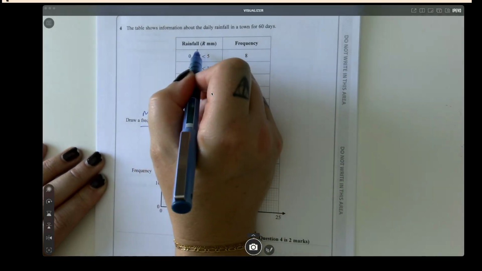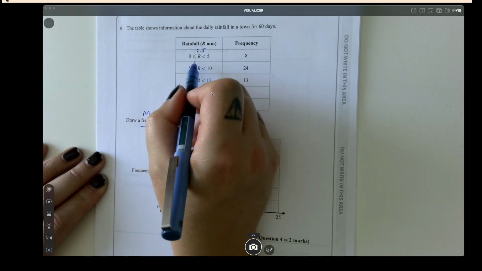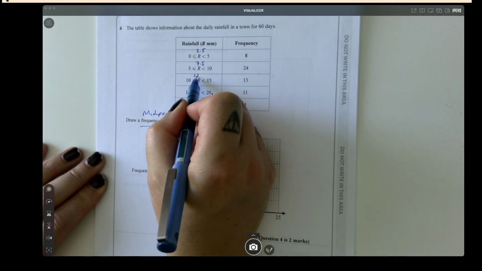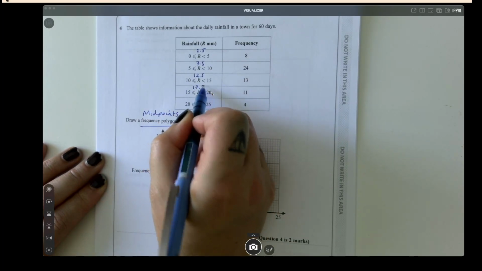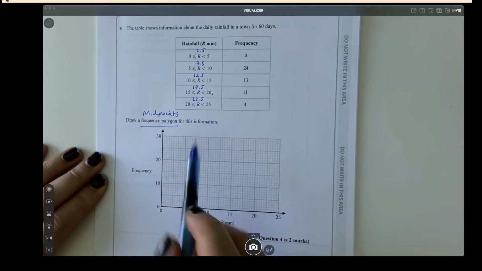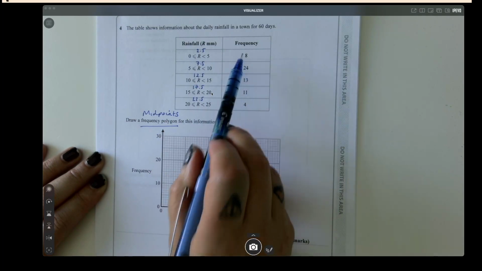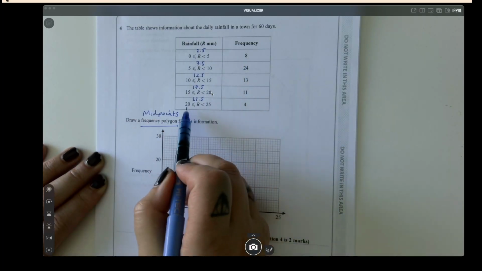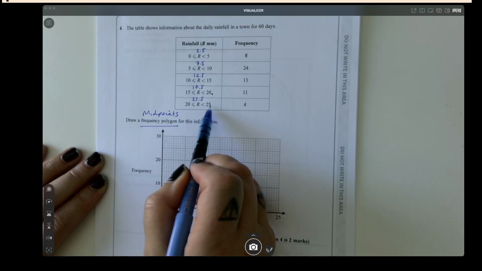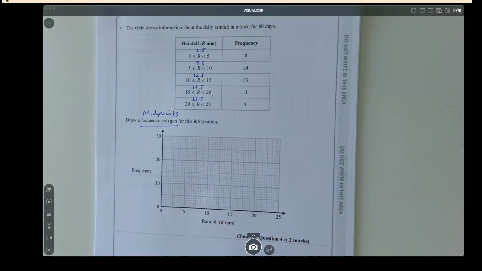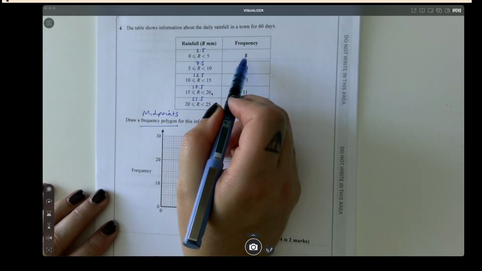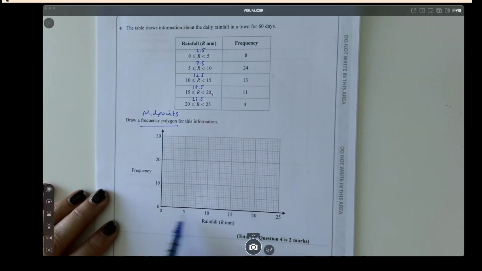So halfway between 0 and 5 is 2.5, between 5 and 10, 10 and 15, 15 and 20, 20 and 25. So we're going to go along to the midpoint, up to the frequency and mark a cross. Now, if you were struggling with the midpoints, you could add the two parts of the range together. So 20 plus 25 is 45, and then halve that to get your midpoint. So along to 2.5, up to 8. We'll just be careful with our scale. So here's 5, so that must be 2.5. That must be 7.5, etc. Just to make sure we're plotting it in the right place.